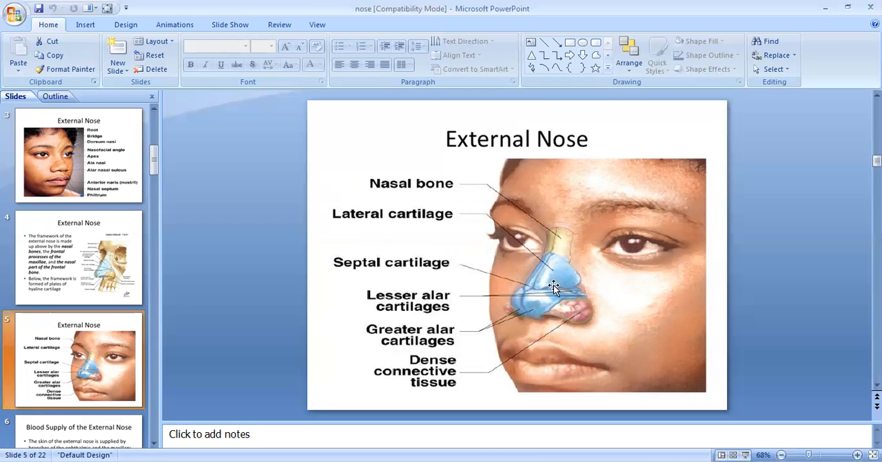So basically the external nose, the nose which we can see, which is visible to the eye, is composed of a bony as well as a cartilaginous part. The bony part is mainly the nasal bone and the nasal part of the frontal bone, while the cartilaginous part is the septal cartilages, lesser alar cartilage, and greater alar cartilage.